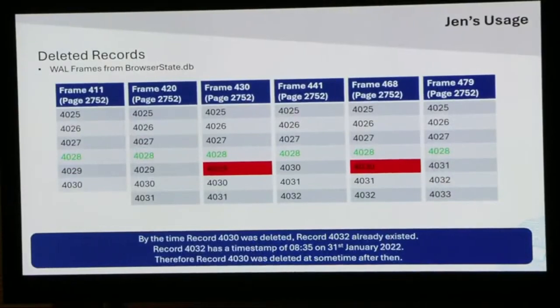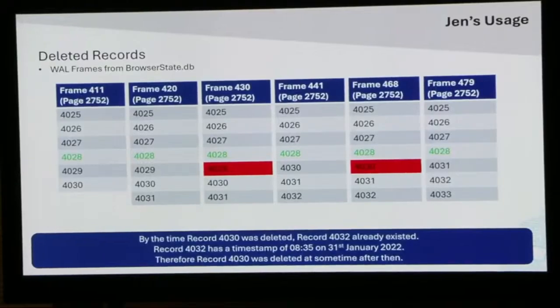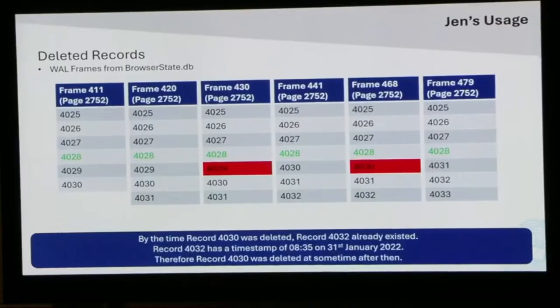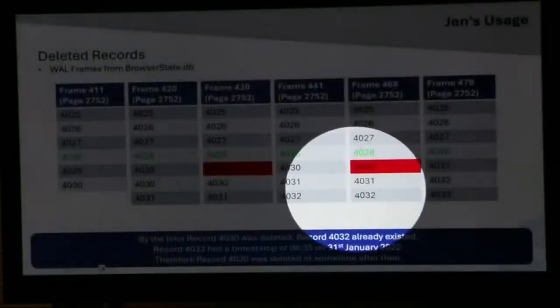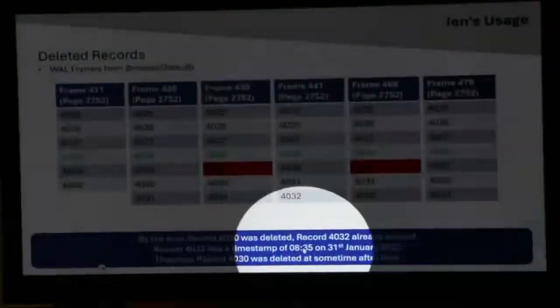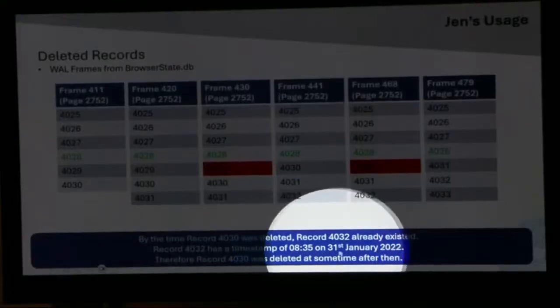We see again record 4030 is deleted on frame 468. Again, we can look at what record was the most recently created on that frame at the point that that record was deleted. And that gives us information that suggests record 4030 had to have been deleted at some point after 8:35 on the 31st of January.